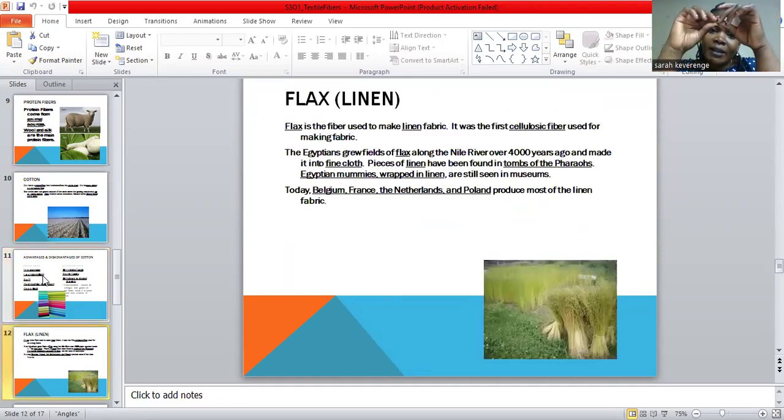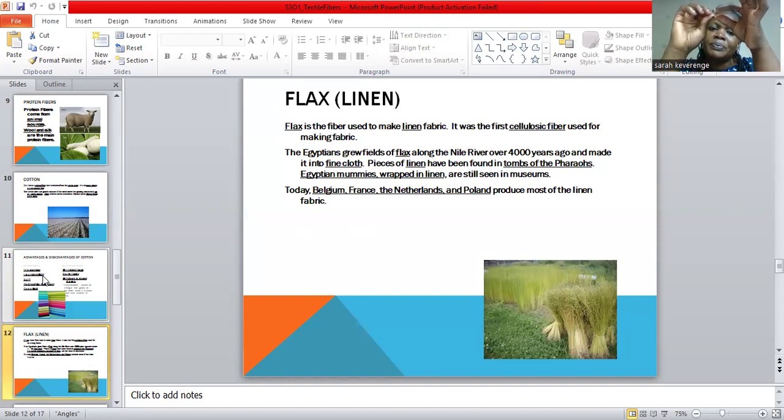And then flax, which is linen, you can see down there. Flax is a fiber used to make linen. It is the first cellulosic fiber used for making fabric. Linen is even quoted in the Bible; it is a very common fabric mentioned there. It is ancient, over 4,000 years old. It was made over 4,000 years ago, mostly in Egypt.